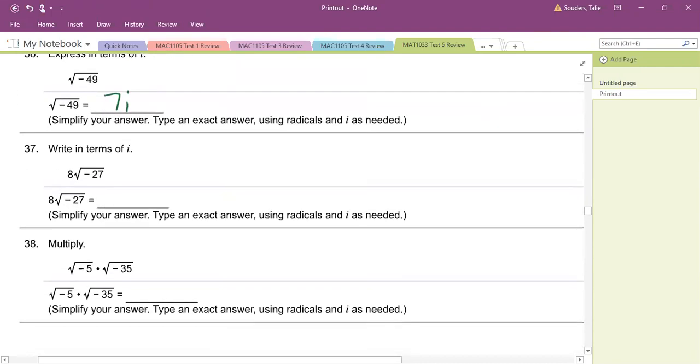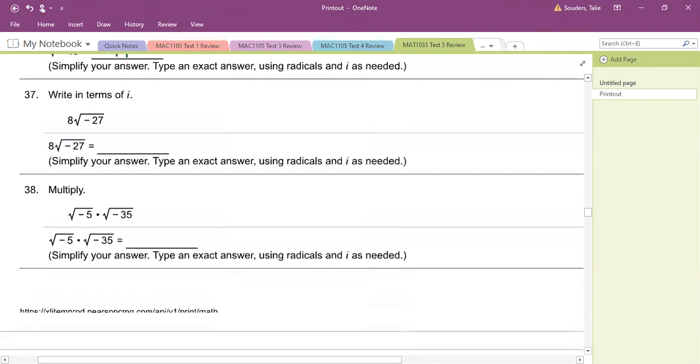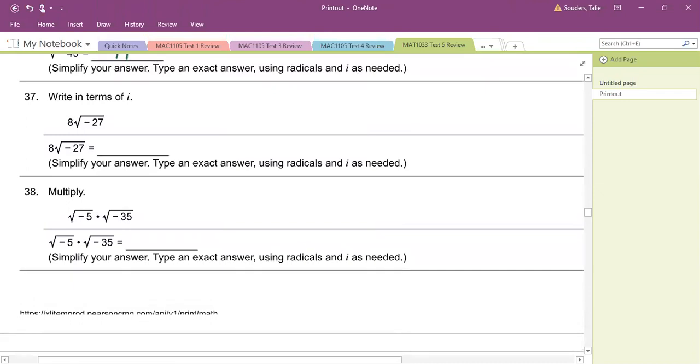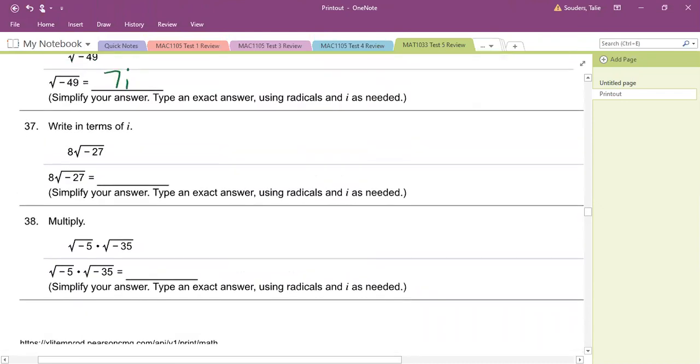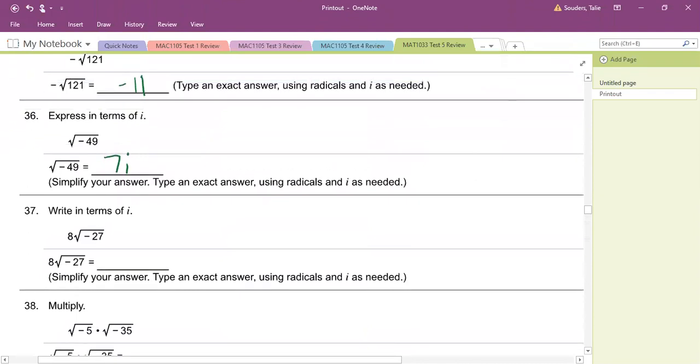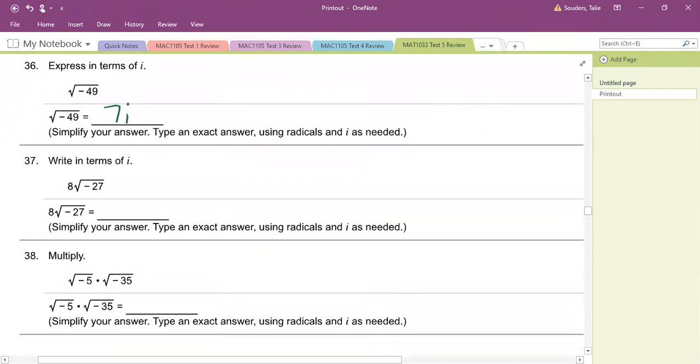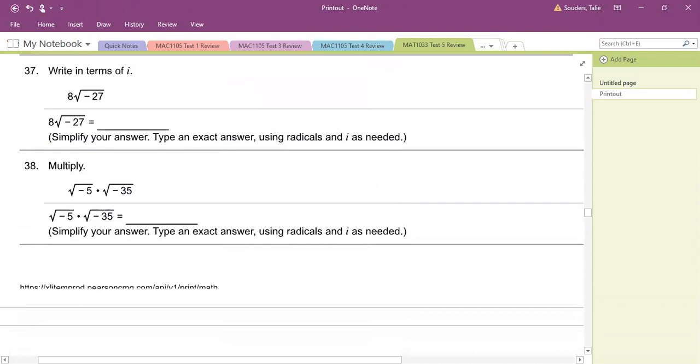So really, we're using the same rules you learned for square roots before, right? At the beginning of this lesson, except that now sometimes I is involved if you're doing a square root of a negative number. So how would you simplify number 37?